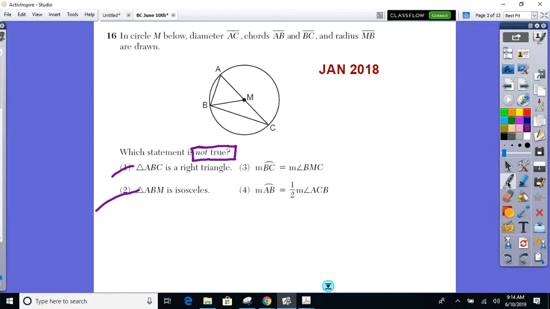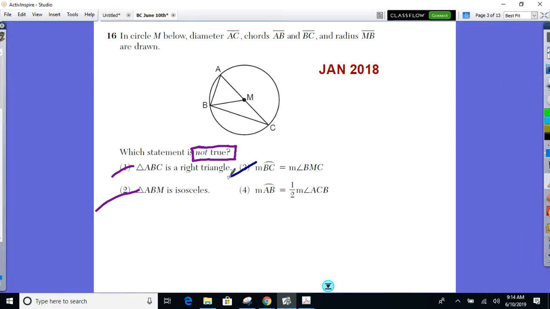Ooh, not a lot of talking on this one. Arc BC, arc BM, angle BMC. What type of angle is BMC? Central, and it's always equal to the arc. The central angle and its arc always equal. So again, I know by process of elimination what it's going to be, but some of you may think this is true.